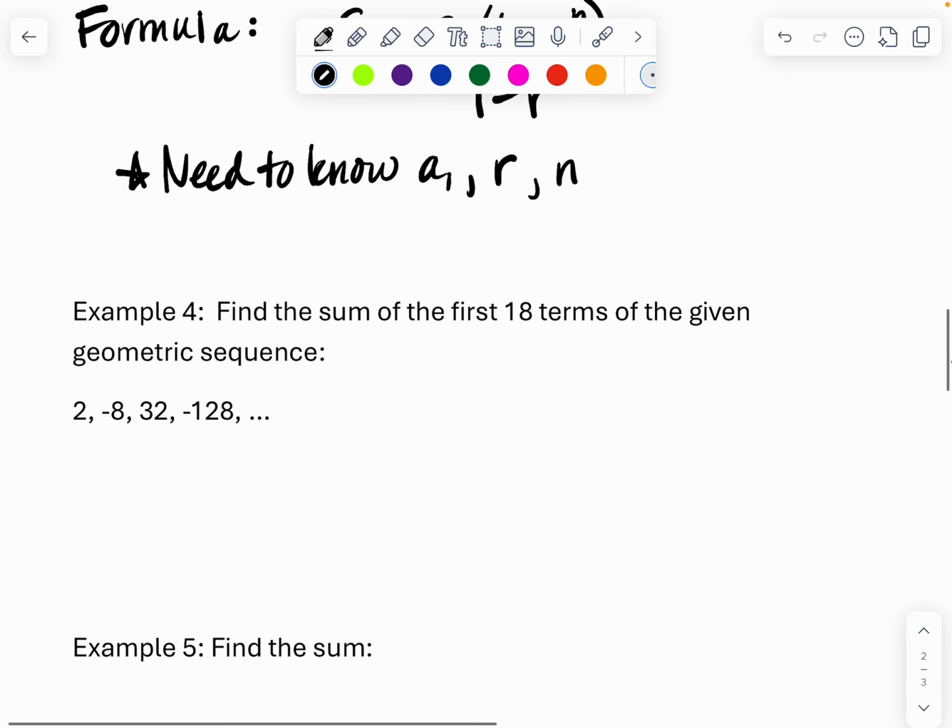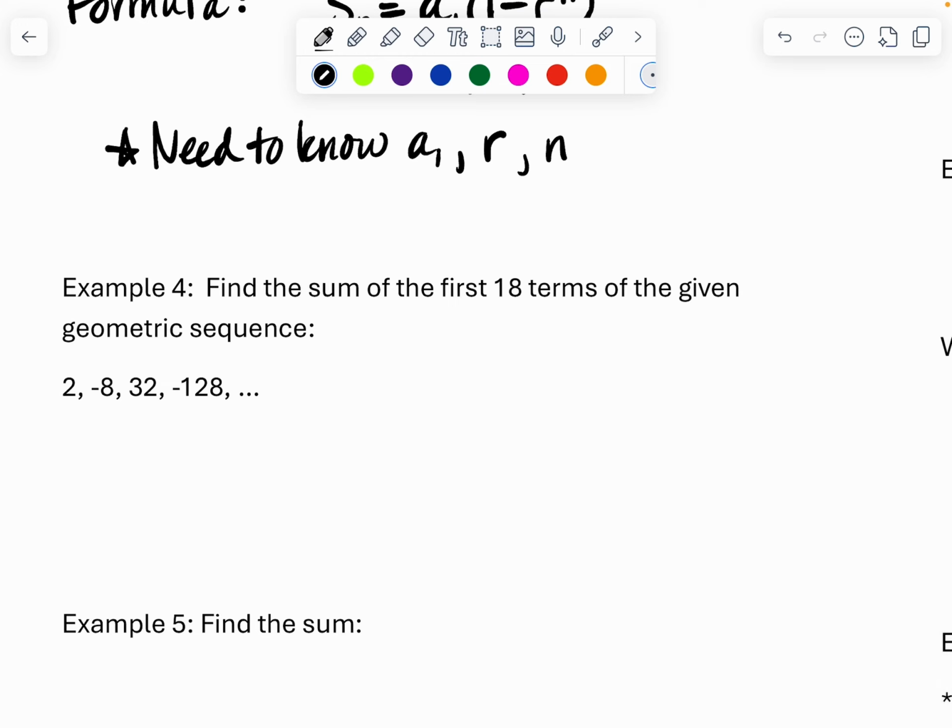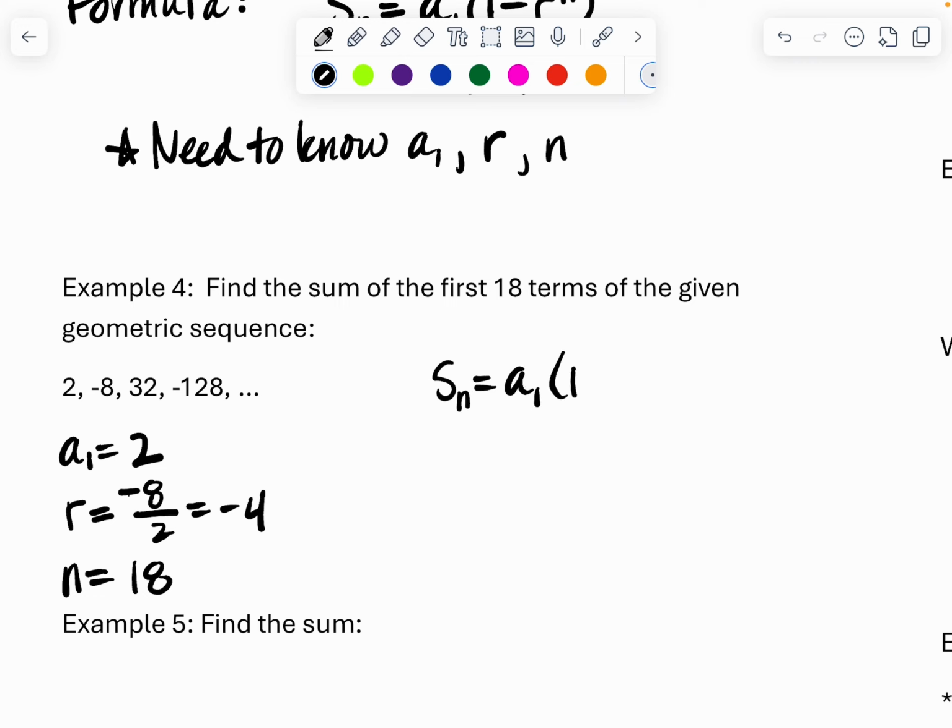Example 4 says to find the sum of the first 18 terms of the given geometric sequence. So we know the first term by looking is 2. We know the second term is negative 8, so we can find the common ratio by taking the second term divided by the first term. So we get a common ratio of negative 4. And we know we are adding the first 18 terms. So I'm going to use my partial sum formula, which is a sub 1 times 1 minus r to the n over 1 minus r.